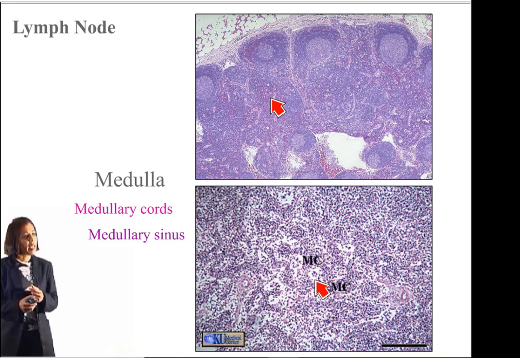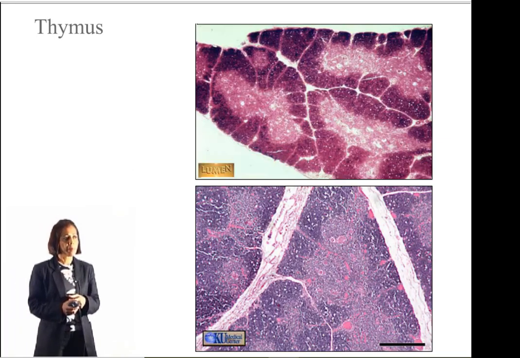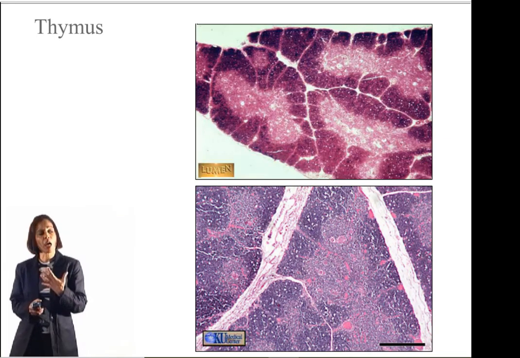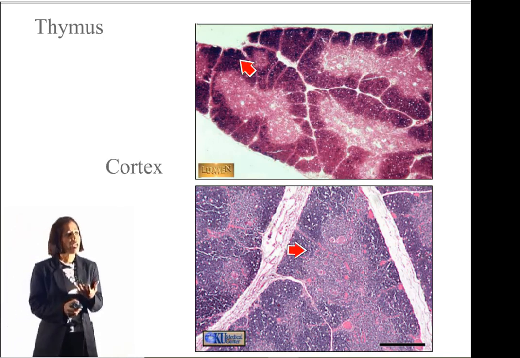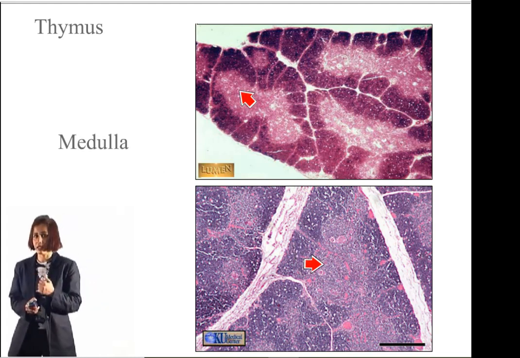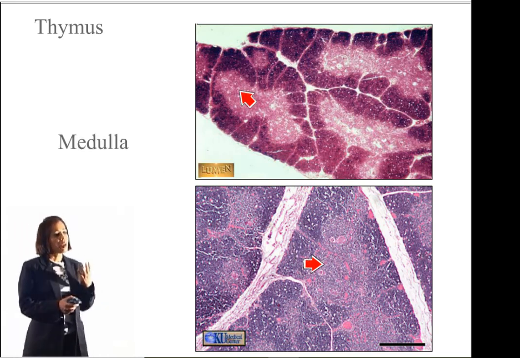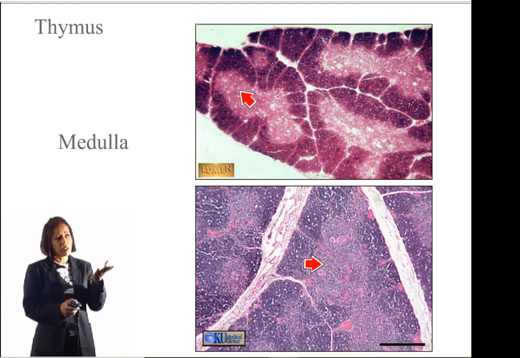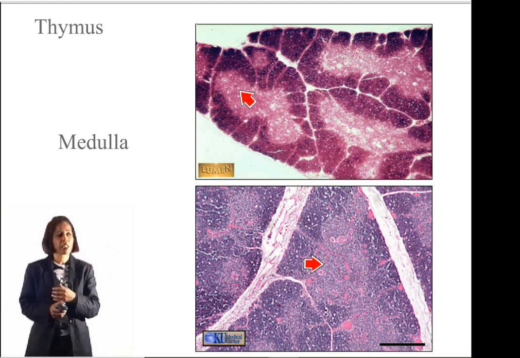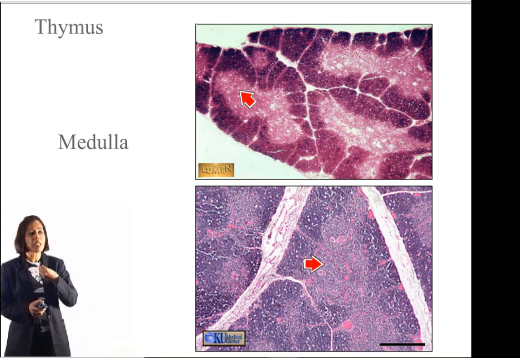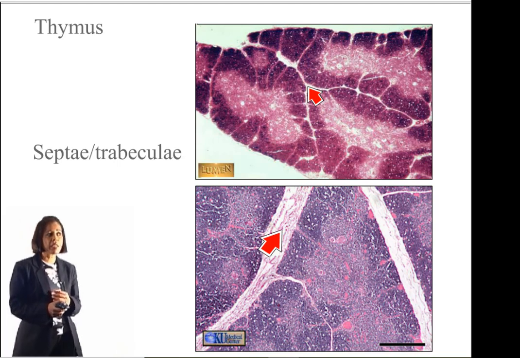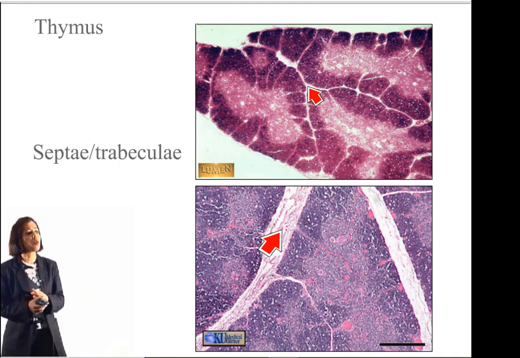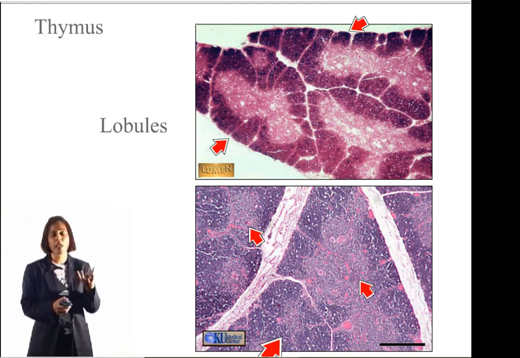Let's go on to see the next lymphatic tissue, which is the thymus. And much like a lymph node, the thymus too is divided into a cortex, which is darker staining, and a medulla, which is lighter staining. Now, in the thymus, the capsule sends in little connective tissue septae or trabeculae, which you can see, and this divides the entire thymus into smaller parts which are known as lobules. So all those arrows are pointing at little lobules.